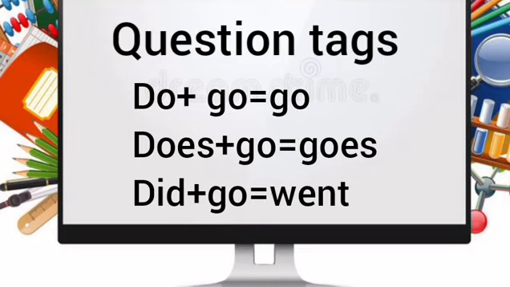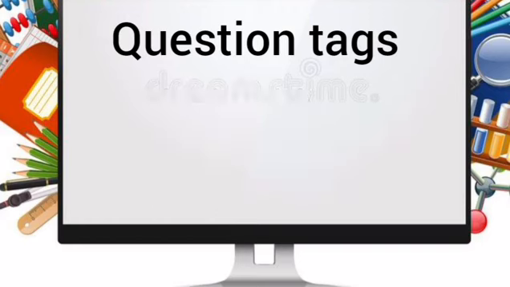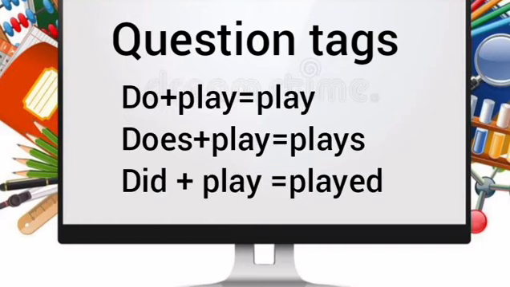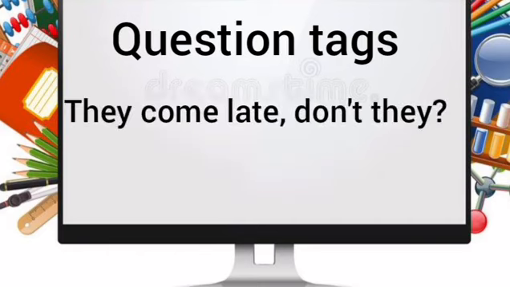Understand? Again, one more example. Let me tell you about the separation of the main verb. Do plus play, play. Does plus play, plays. Did plus play, played. Okay. So now let me tell you one example. They come late. What is the answer for this? Come is do plus come, right? So what will the answer be? Do plus not, do not. Don't. What is the pronoun? They. Don't they.